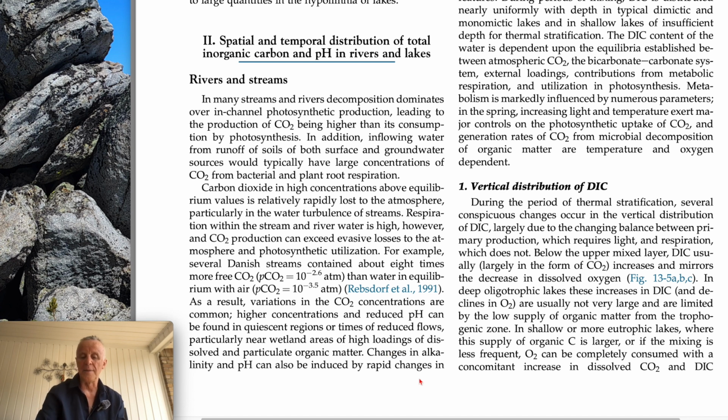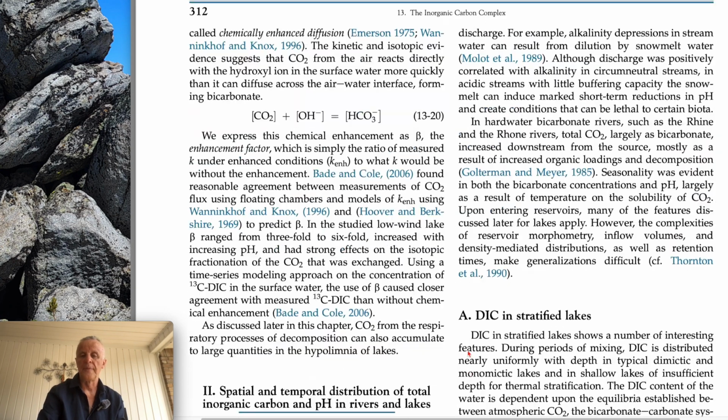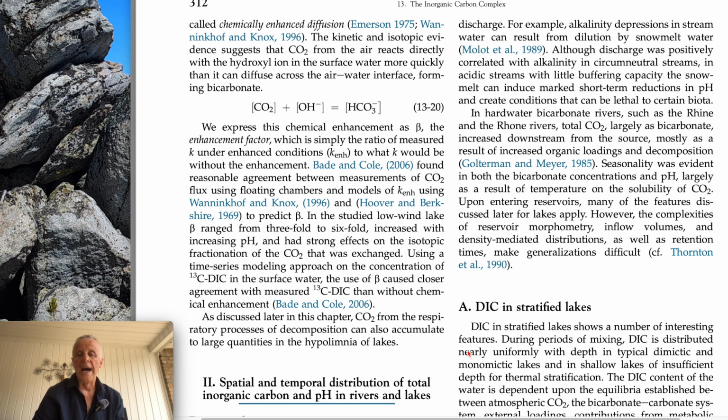Changes in alkalinity and pH can also be induced by rapid changes in discharge. For example, alkalinity depressions in stream water can result from dilution by snowmelt water, although discharge was positively correlated with alkalinity in circumneutral streams. In acidic streams with little buffering capacity, the snowmelt can induce marked short-term reduction in pH and create conditions that can be lethal to certain biota.